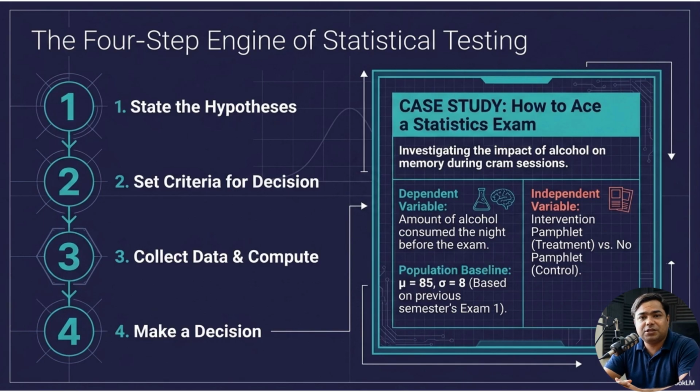So the research question is: does the intervention group's mean exam score differ from the known population mean of 85? This example will help us understand the full hypothesis testing process from beginning to end.